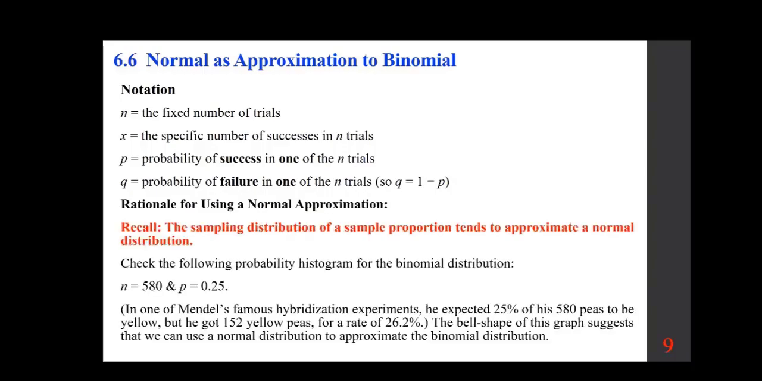Rationale for using a normal approximation. Recall, the sampling distribution of a sample proportion tends to approximate a normal distribution. Check the following probability histogram for the binomial distribution, n equals 580 and p equals 0.25. In one of Mendel's famous hybridization experiments, he expected 25% of his 580 peas to be yellow, but he got 152 yellow peas for a rate of 26.2%. The bell shape of this graph suggests that we can use a normal distribution to approximate the binomial distribution.